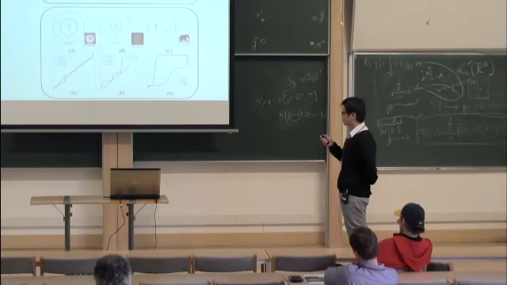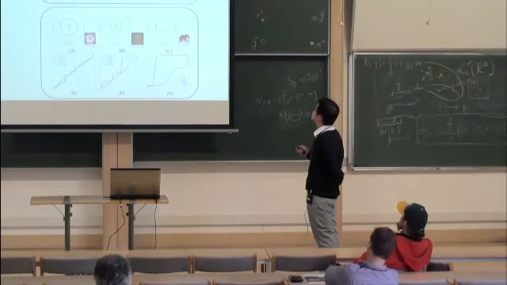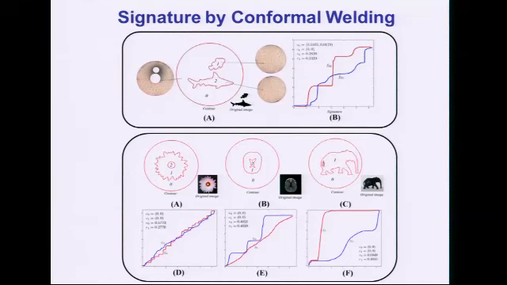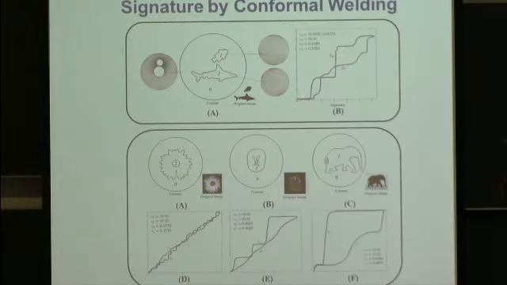So let me show you some examples. Here is the two-phase example. We compute a signature. Here we have two contours, so you have two diffeomorphisms between the unit circles. The diffeomorphism can be represented as a mapping from 0 to 2 pi to 0 to 2 pi. So you have two curves together with the conformal modules.